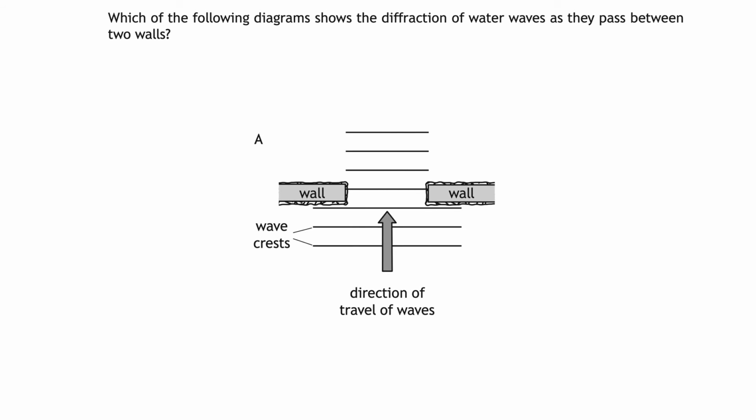So what we're looking for here is for the waves to have the same wavelength after passing through the gap between the walls as they do beforehand. The wavelength is just the distance from one wave crest to the next. Also, the waves should be spreading out as they pass through the gap.